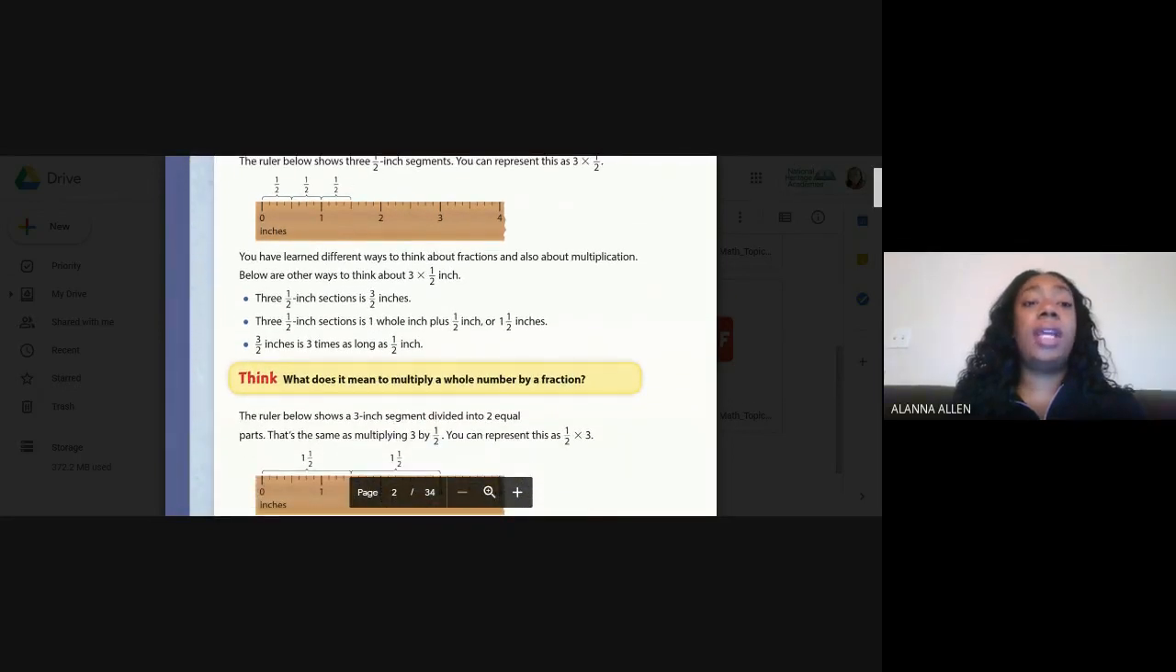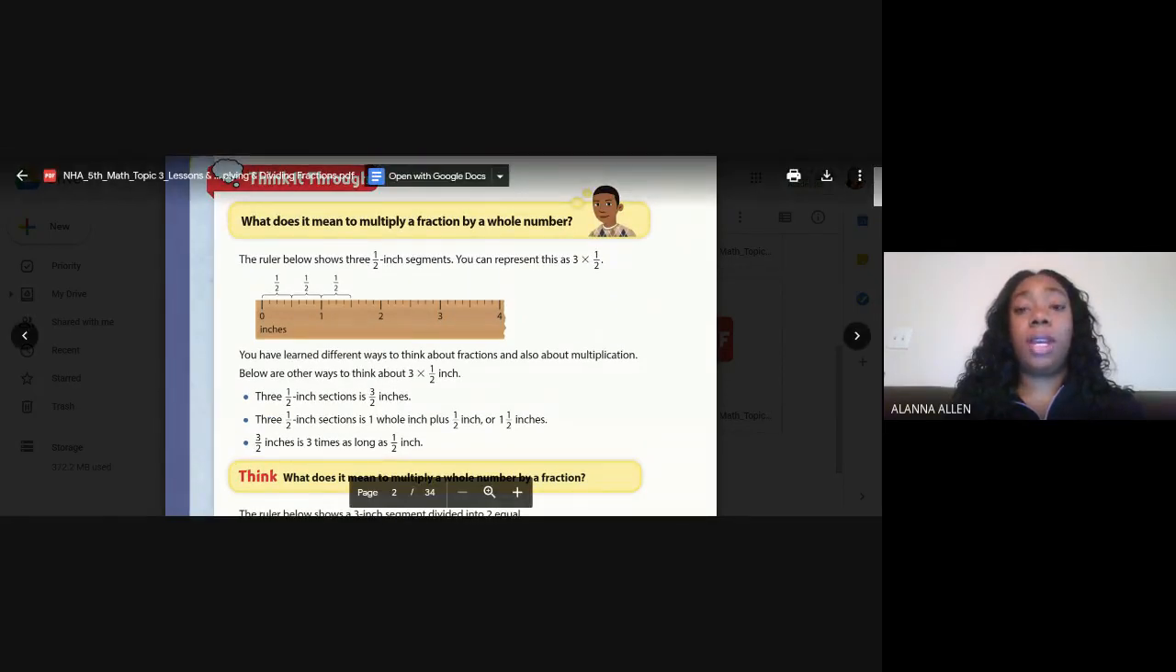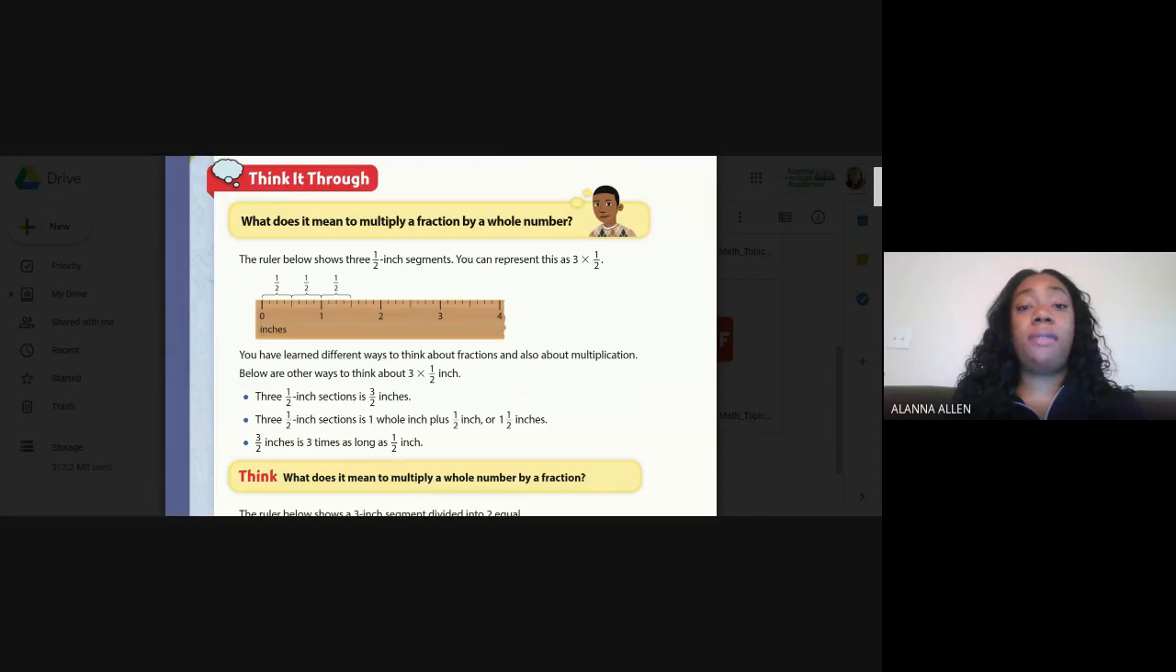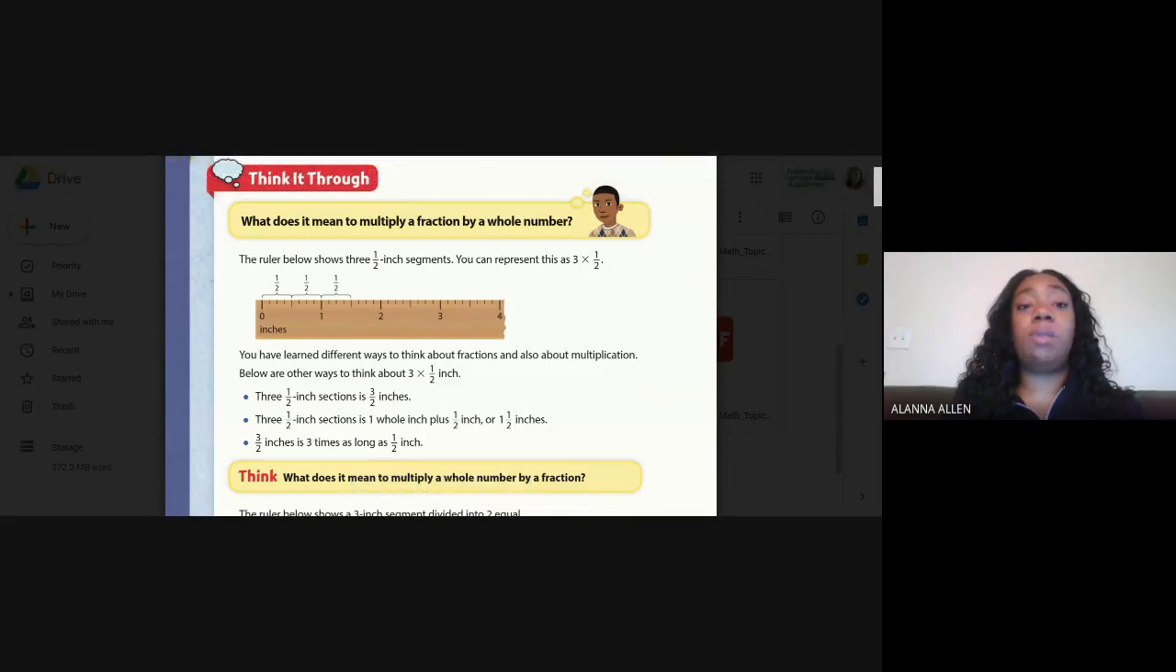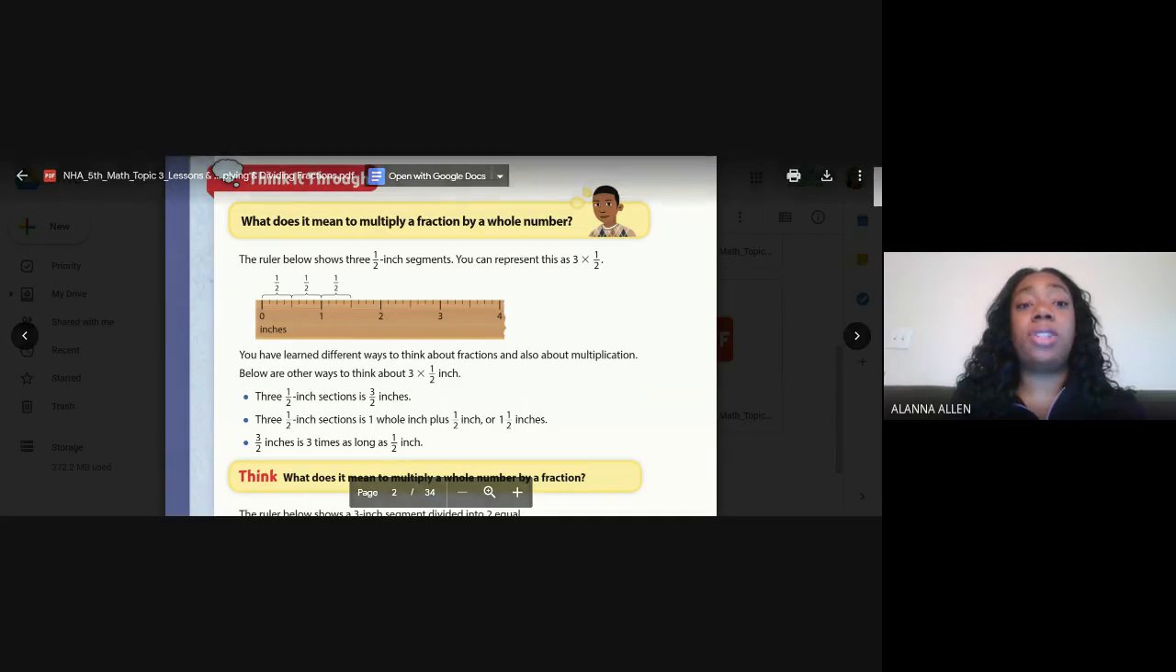Now you could say 3 over 2 inches is 3 times as long as 1/2 inch, because 3 times 1/2, 3 over 2, is 3 times as long as 1/2 inch. So that would equal this, because 1 and 1/2, if you look here on the ruler, you see that it's at 1.5. So the answer to 3 times 1/2 is 1 and 1/2. So 1.5 is 3 times as long as a 1/2 inch.